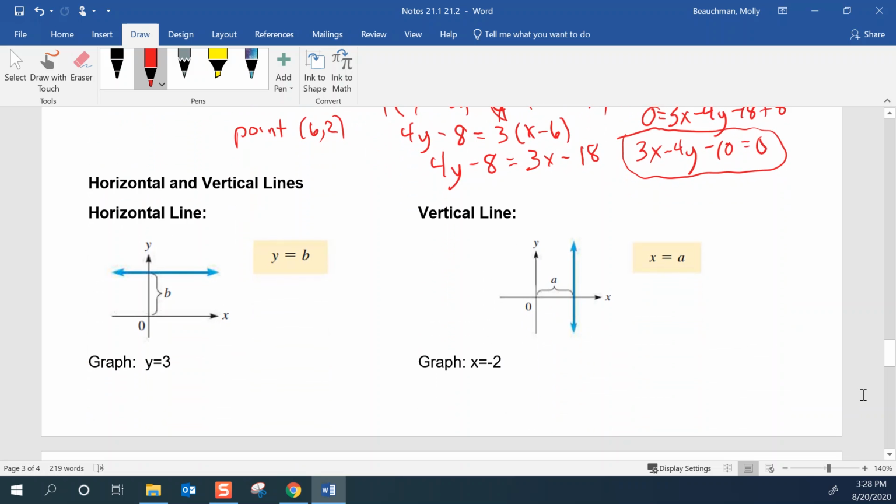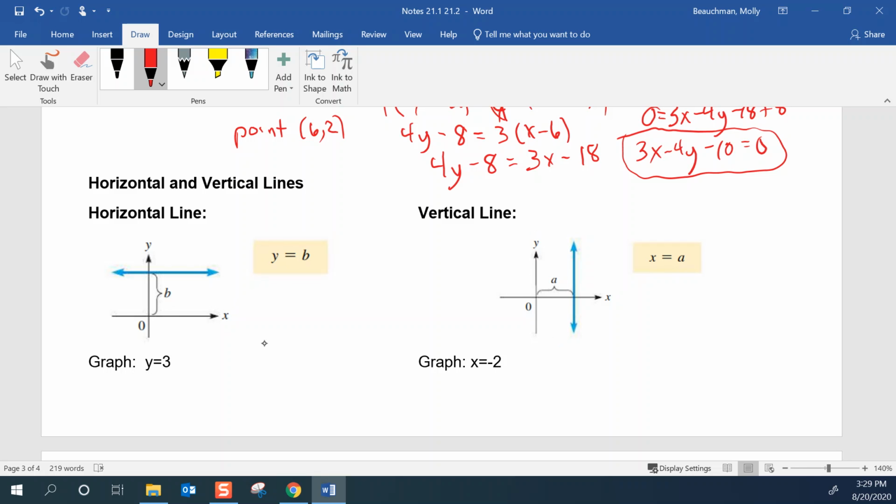If you have a horizontal line, it has the equation y is equal to some value b, because it always hits the y-axis. If you have a vertical line, it's x is equal to some value a, because it hits the x-axis. Notice y equals b is parallel to the x-axis. X equals a is parallel to the y-axis.